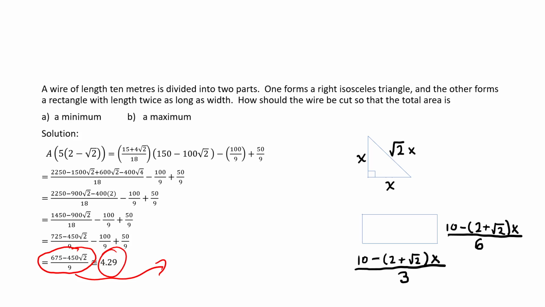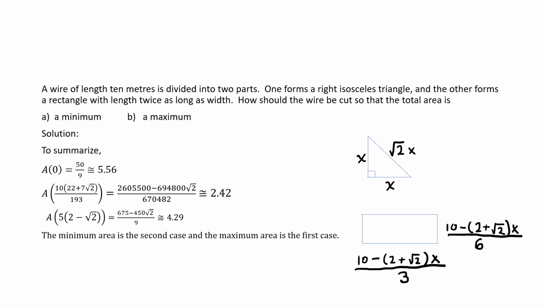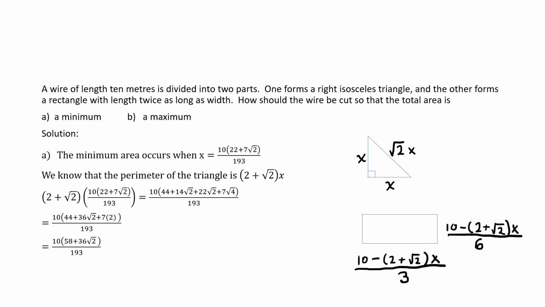And so we're able to say what x value gives us the greatest area, which is an x value of 0, and what x value gives us the minimum area, which is an x value of 10 times the quantity 22 plus 7 root 2 all over 193. So when x is equal to that, we know that we have our minimum area.